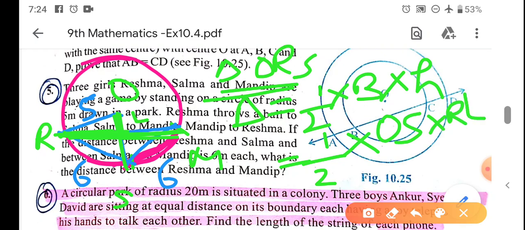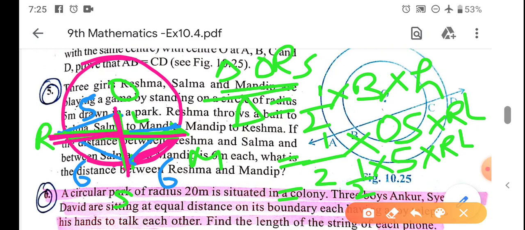What is OS? OS is also a radius, so OS is equal to 5. So half into 5 into RL. I have taken base OS and height, and for the height we have to take the perpendicular distance, that is RL. This RS is 6, and this RL we have to find out. Then we will double it and we will find the distance.